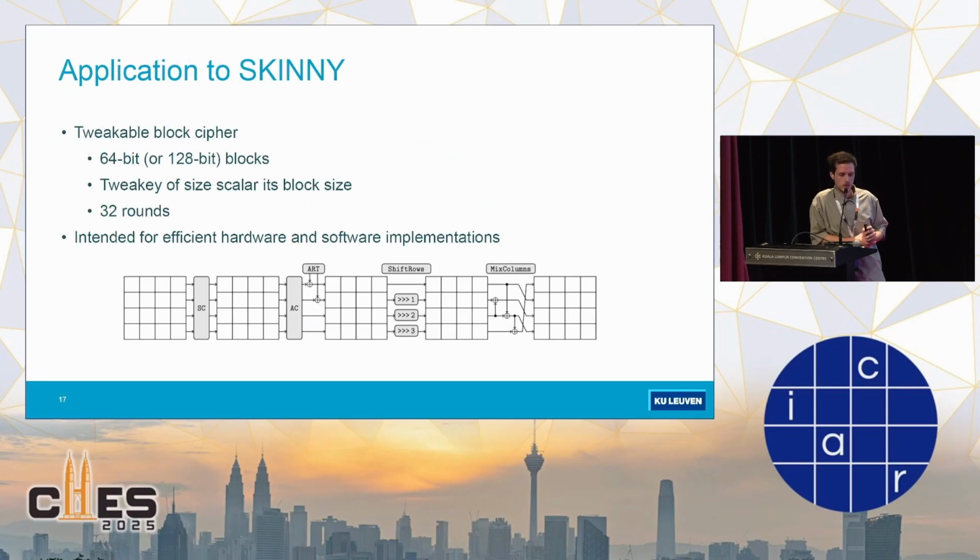So we wanted to apply that now to a full cipher. We picked Skinny. Skinny is a tweakable block cipher, so it works over 64 or 128-bit blocks. The tweak size scales with its block size, and it runs over 32 rounds. We picked it because it's intended for efficient hardware and software implementations. We'll do a software implementation.